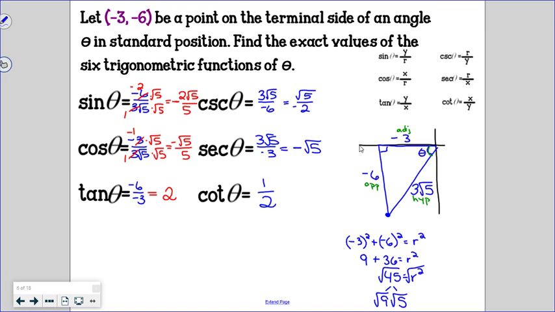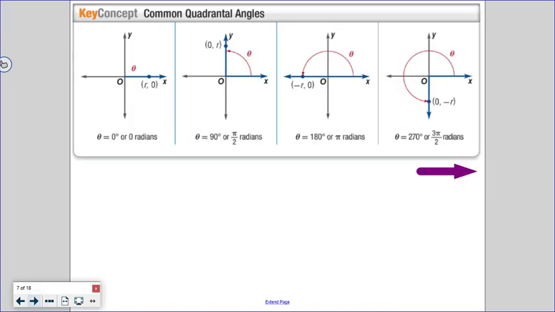Okay. The next part is what happens if the angle that they give me, or the point that they give me, lands me on an axis. This is the one and only time that you guys are going to use that little chart that I had on there a couple slides ago. And eventually we won't need that at all because we're going to get to our unit circle and get some other options. So what type of angles will land me on an axis?